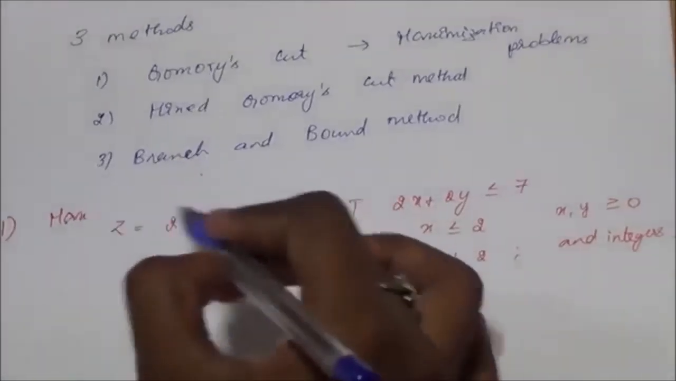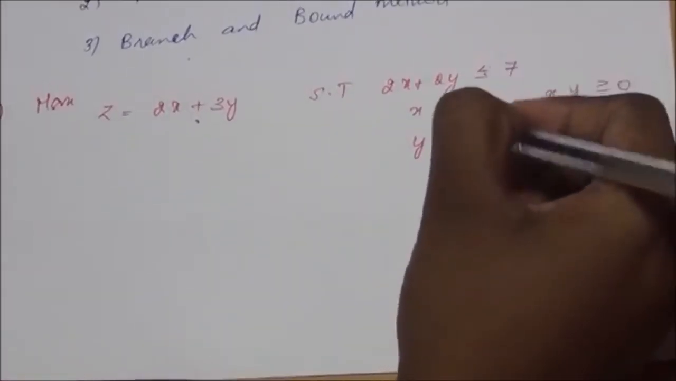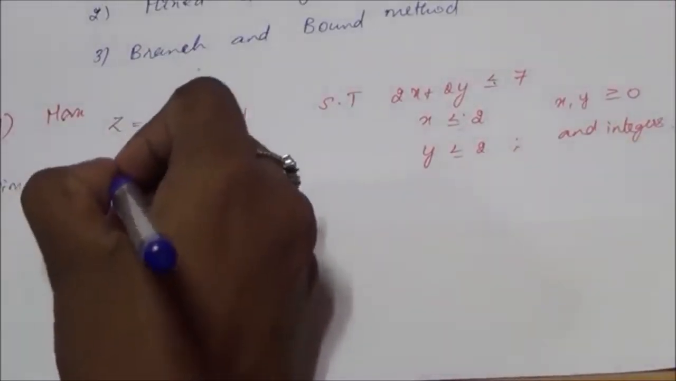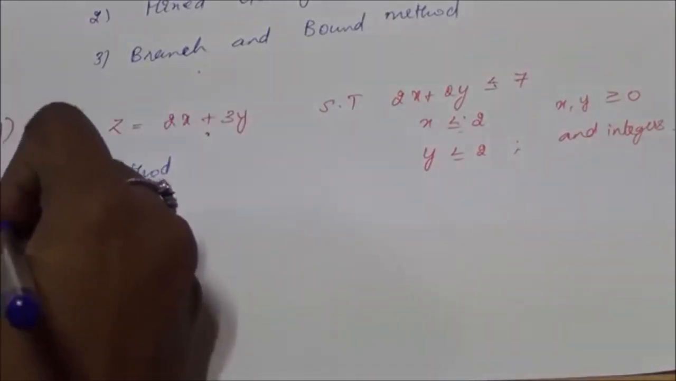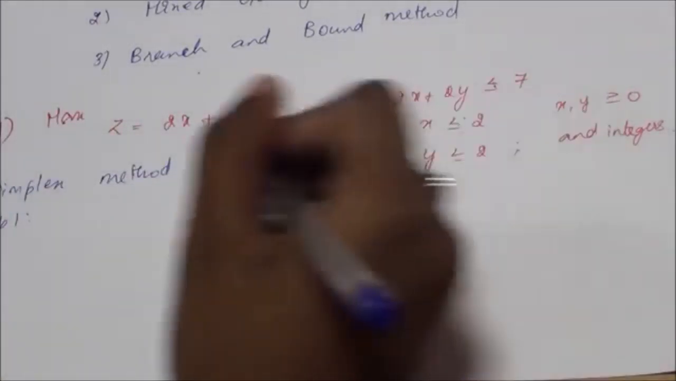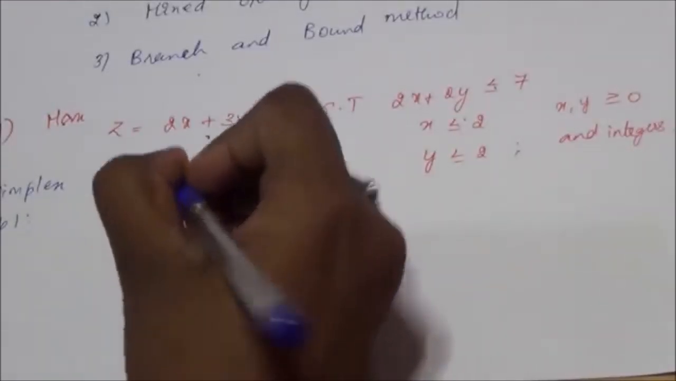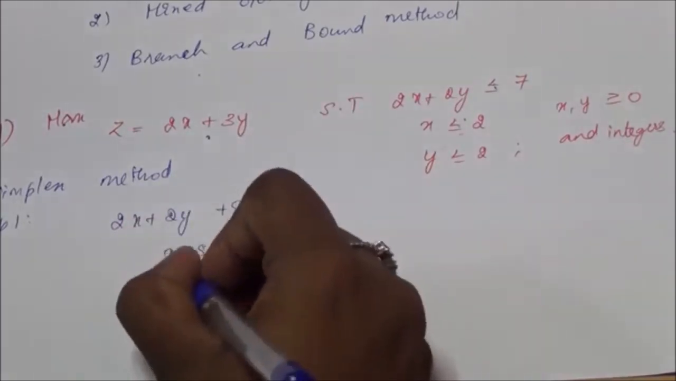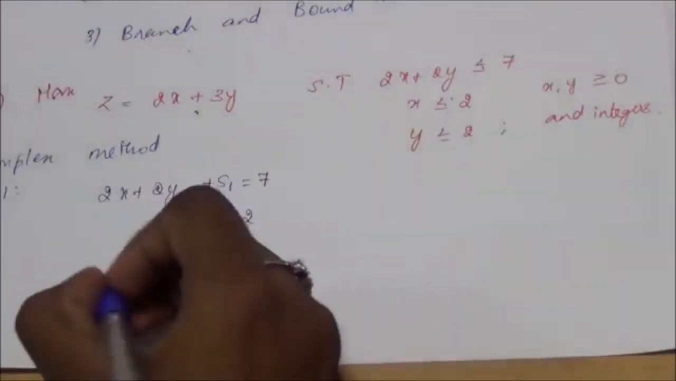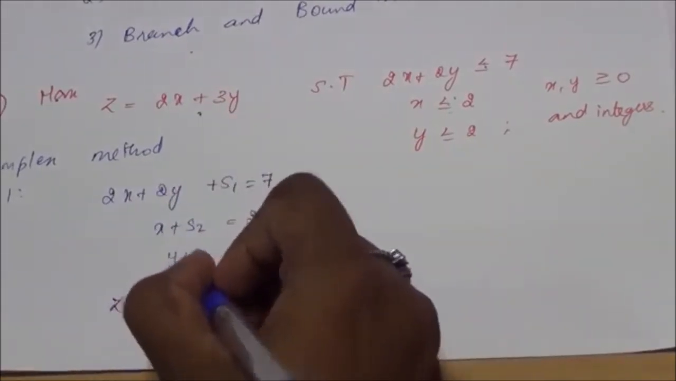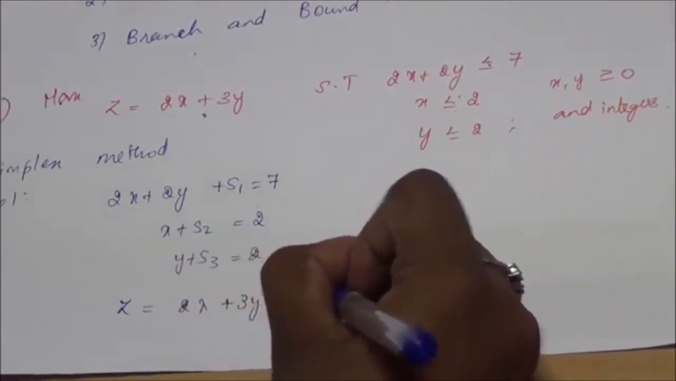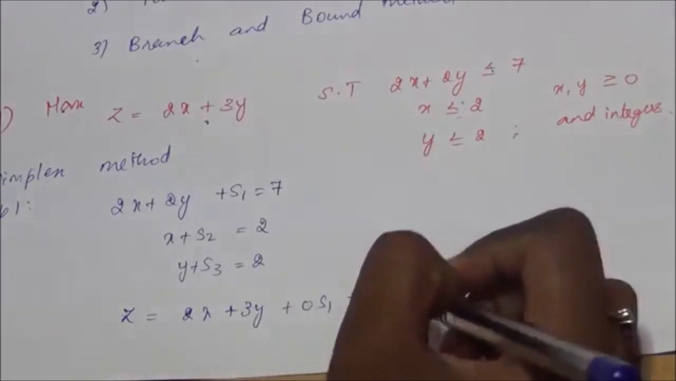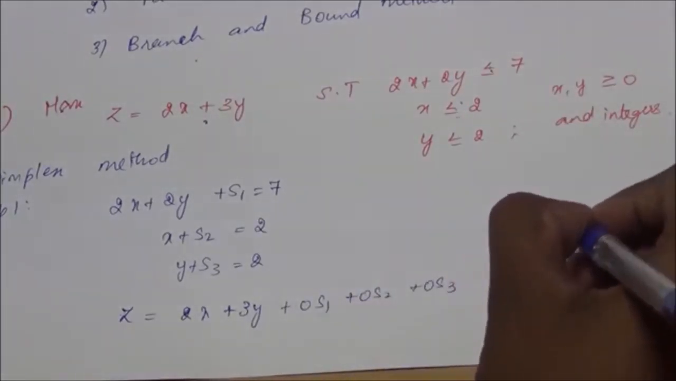Since the given problem is maximization and all the constraints are less than or equal to, we can solve this by the simplex method. First step, we have to add the slack variables to all the constraints given here: 2x plus 2y plus s1 equal to 7, x plus s2 equal to 2, y plus s3 equal to 2, and finally the objective function z will become z equal to 2x plus 3y plus 0 s1 plus 0 s2 plus 0 s3, where all these variables x, y, s1, s2, s3 are greater than or equal to 0.